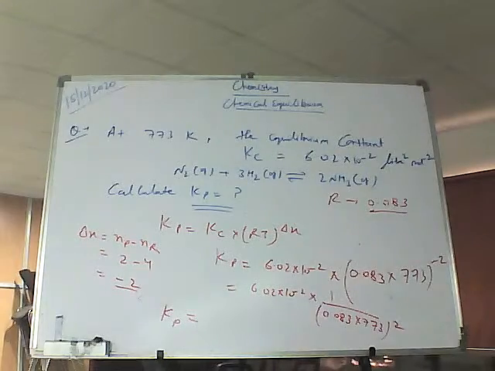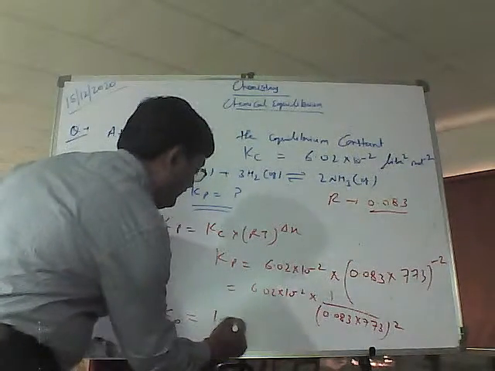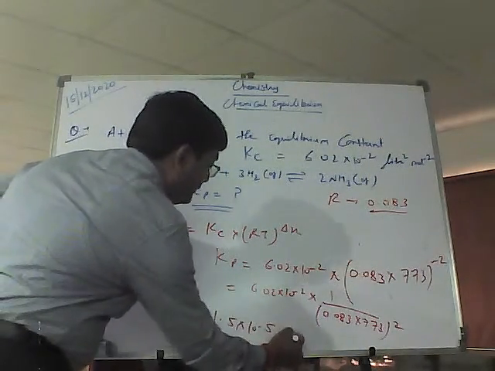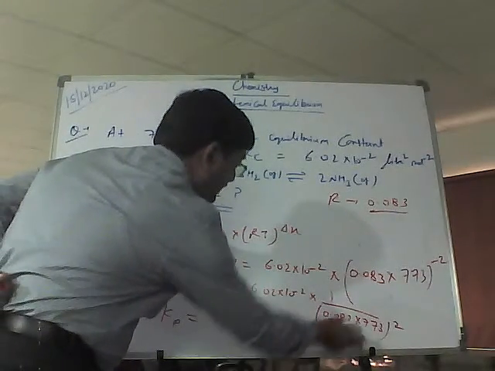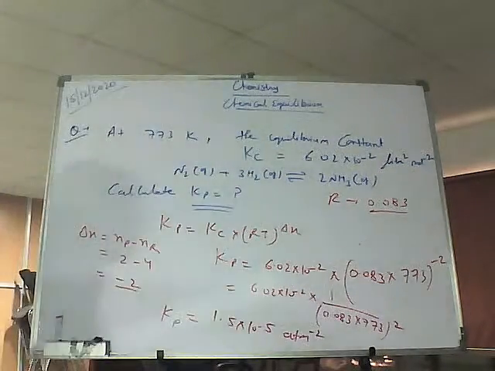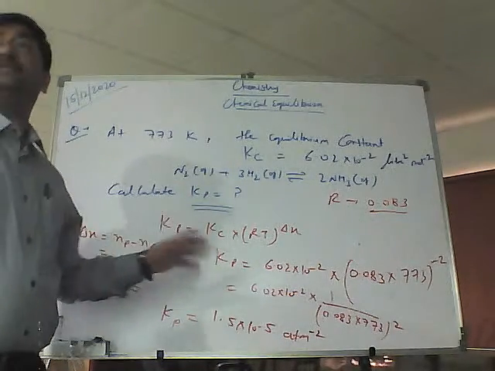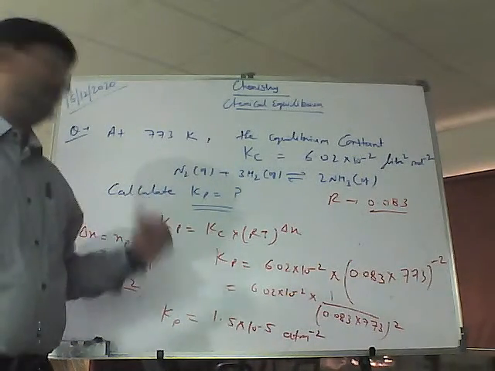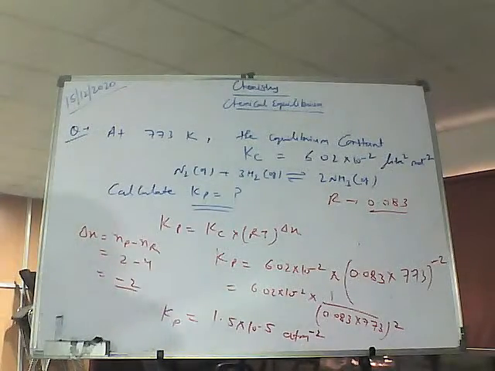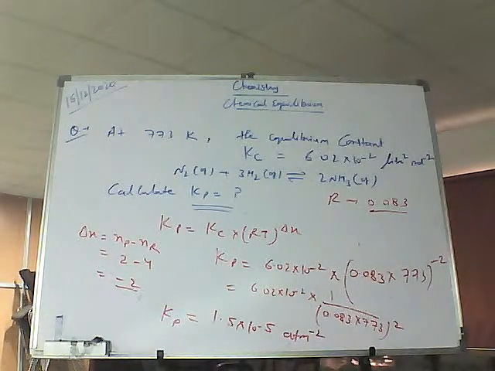Answer is given. I got the answer. Answer is 1.5 into 10 to the power -5 atm minus 2. This is the answer. Kp is equal to 1.5 into 10 to the power minus 5 atm minus 2. Now my dear, values and units are very much important. Take great care of the unit, it is a very important thing. So this is the value of Kp that will come. Is it okay to everybody? Is the first question okay to everybody? Are you ready to solve one more question?